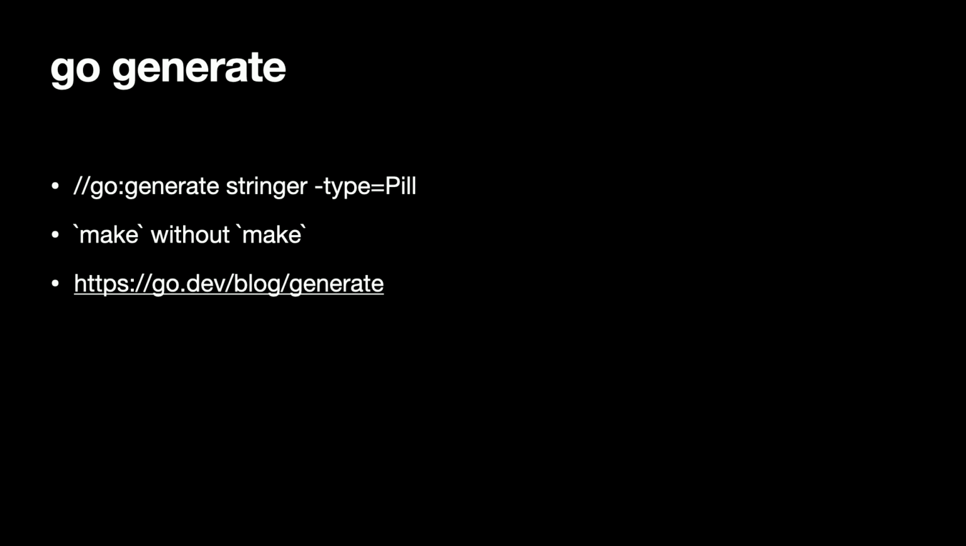I would be remiss in a talk about code generation to not mention the go generate tool. This is the canonical way to instruct the Go toolchain to run a code generation step before you compile. Before go generate existed, it was very common, right?